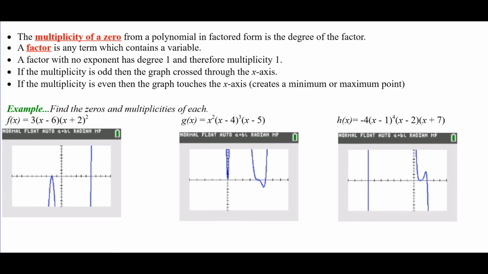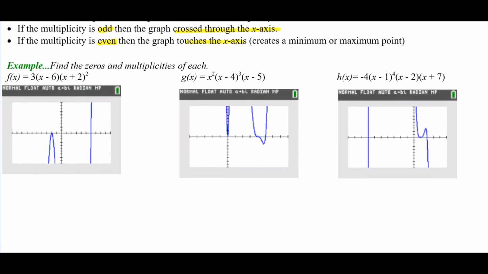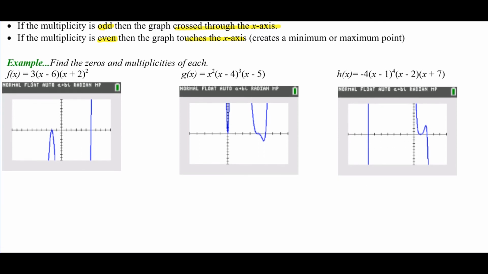And when my multiplicity is an odd value, then we know that it crosses through the axis. When the multiplicity is an even value, then we know that it just touches the axis, creates a maximum or a minimum point. So again, working from factored form, we want to be able to find the zeros and the multiplicities. So in this first example, I have 3. That's my leading coefficient, so it doesn't affect my zeros or my multiplicities.